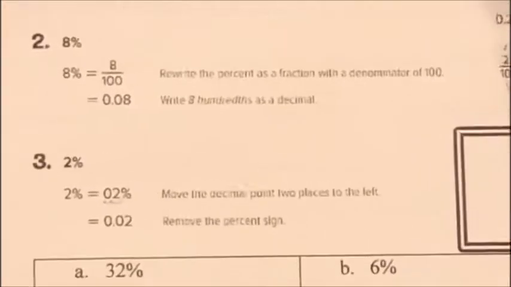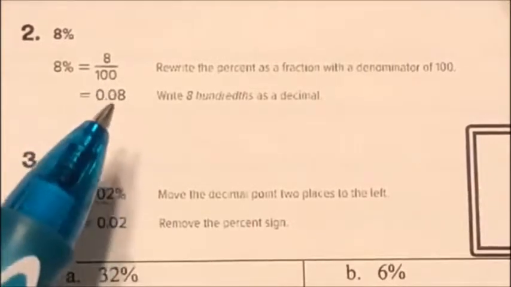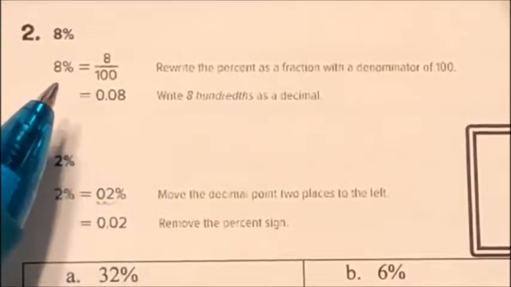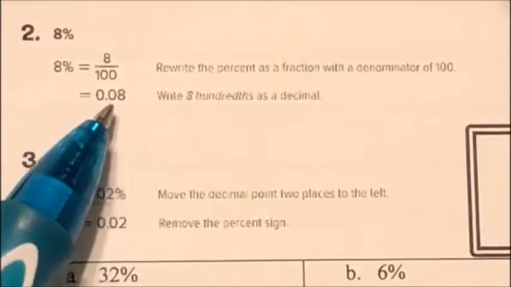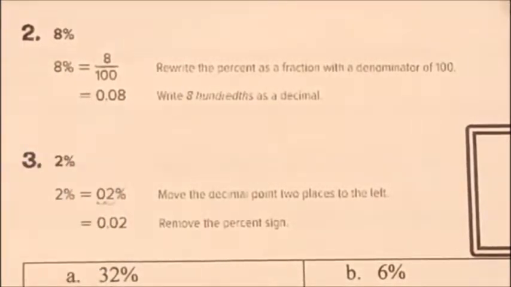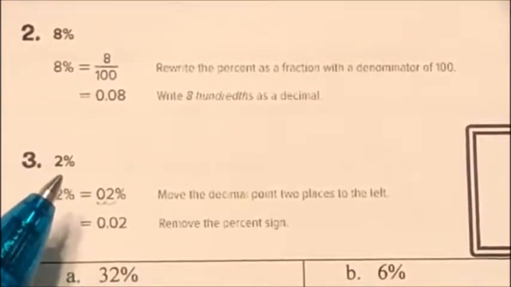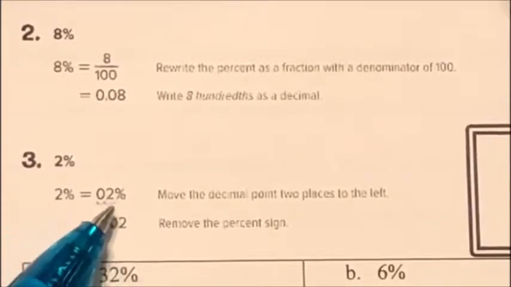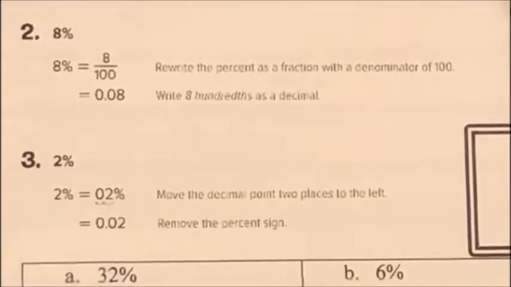All right, let's look at example number 2. Example number 2 is 8%. So I can write 8 as 8 over 100, or I can just move the decimal, which is right here, 2 places to the left. So I get 0.08. Number 3 is 2%. I can move the decimal 2 places to the left. 1, 2. I have to add a 0, so I get 0.02.